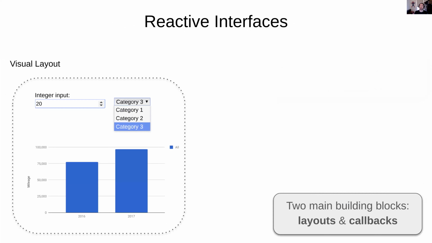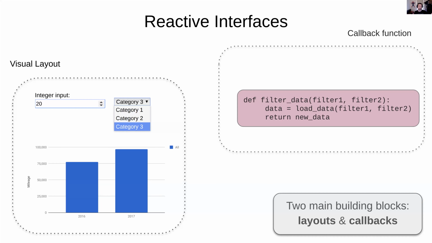What we're basically talking about with all these interfaces is reactive interfaces. You have, say, a web page or an interface. You've got a plot, you've got some dropdowns. That's the layout that we're talking about. And then we have these callbacks, these Python functions that, when given data or inputs, return new data.